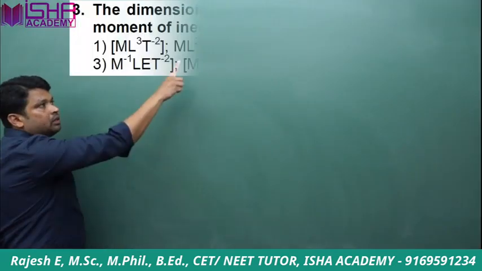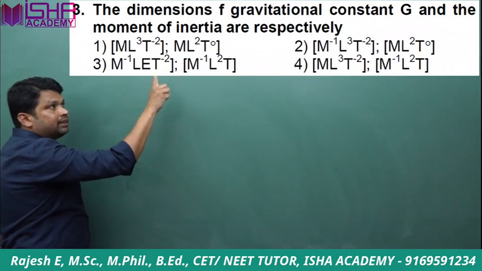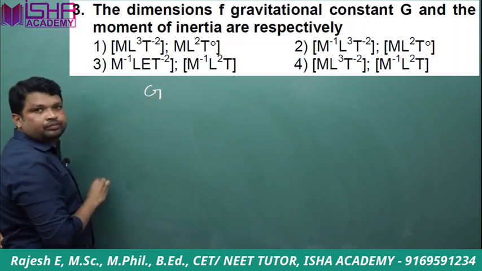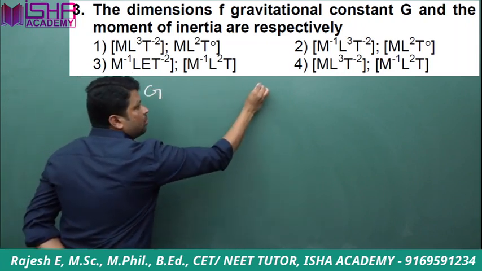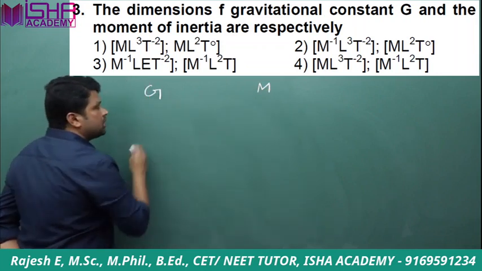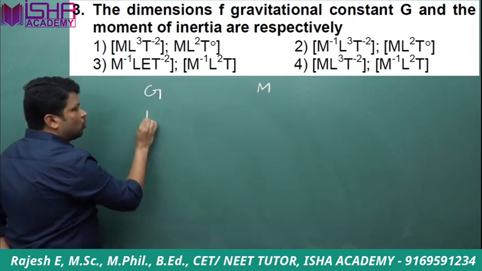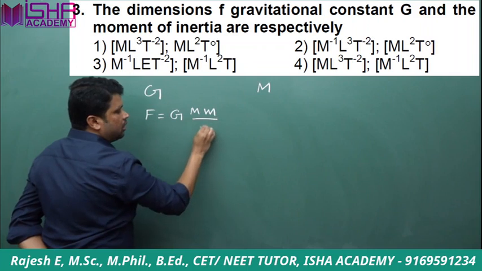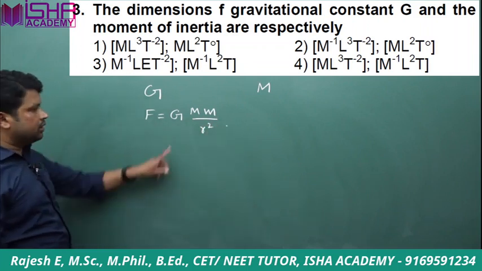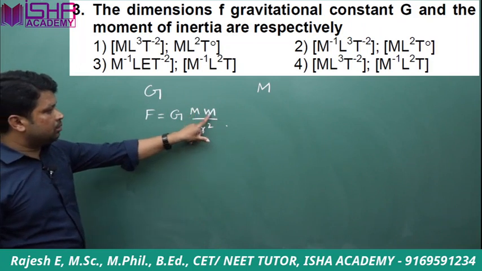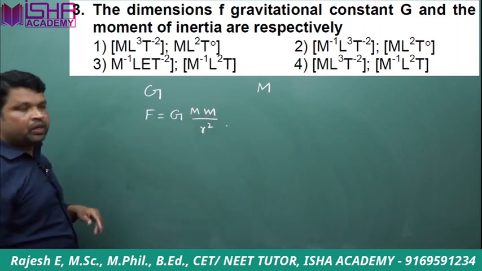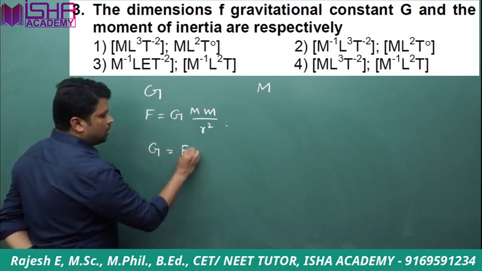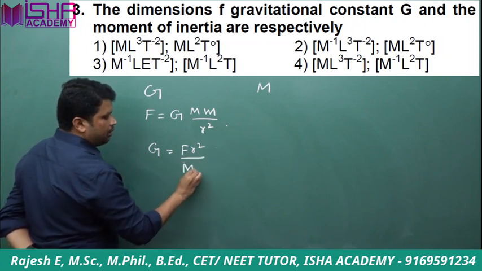In the next question, see the question. In this question, we have to find the dimension of G, the gravitational constant G, and we have to find out the moment of inertia. See, what is the formula for G? We know that force is equal to G M m divided by R square, where G is the gravitational constant, M and m are masses, R is the radius, and this is force. We have to calculate the dimension formula for G. So G is equal to F r square divided by M m.